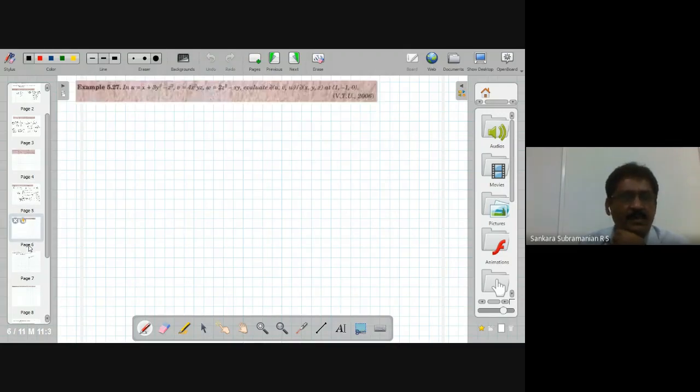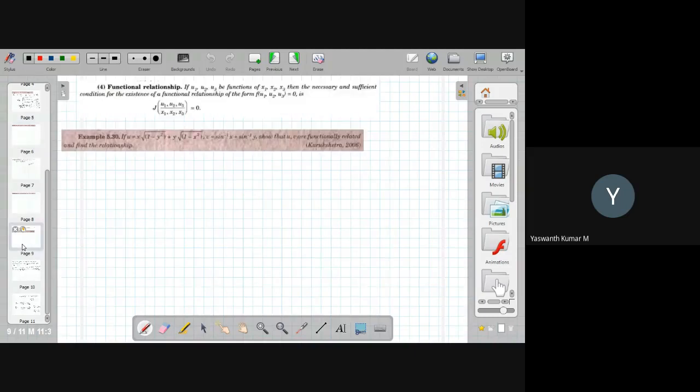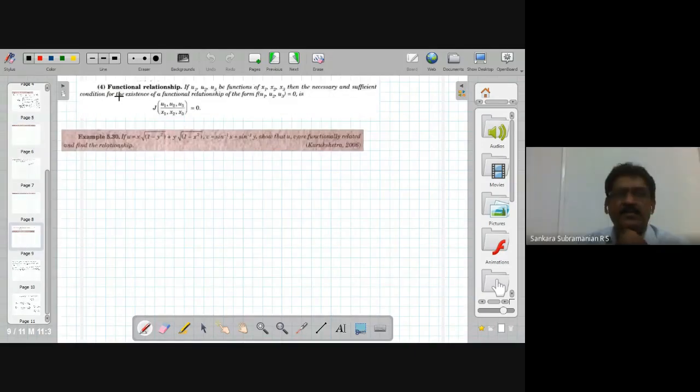Before that, let me state one more property. I want to talk about property number 4. First property talks about J dash equal to 1. Second property, just now we saw that we have a chain rule, right? One is followed by the other. And the third one, we talked about implicit functions. And the fourth one is functional relationship.